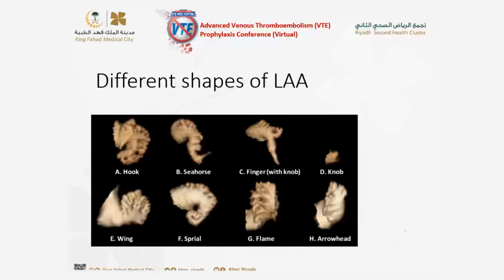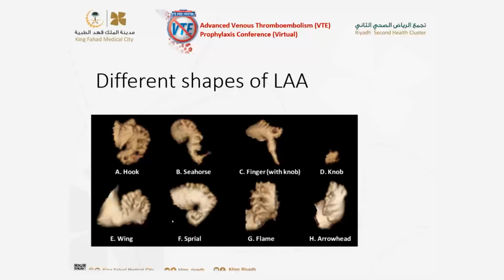We've had excellent imaging in the past decade, be it 3D transesophageal echocardiography, or be it a 3D reconstruction of cardiac CTs. And this showed us that the left atrial appendage is not a single structure. It is extremely complex with different and variable shapes.